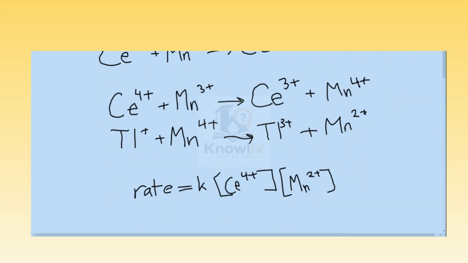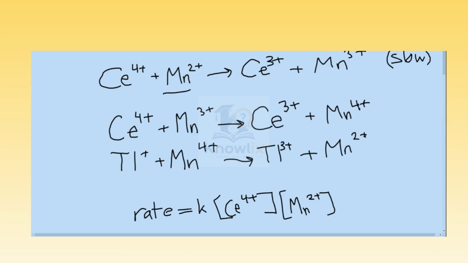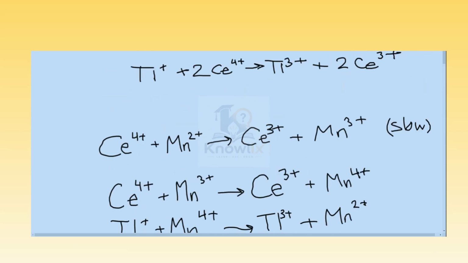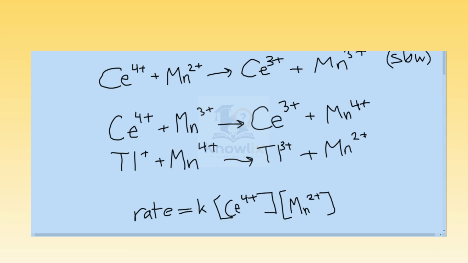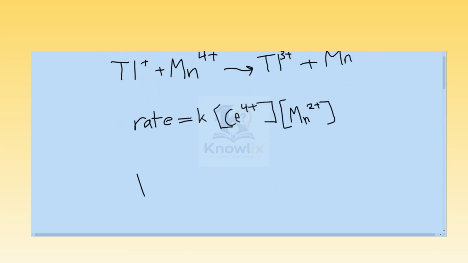So what kind of catalyst would manganese 2 plus be in this scenario? Well, we see that these are all ions, so we would assume that this is an aqueous solution. And manganese 2 plus is also an ion, so that means it would also be in aqueous solution. So they're all in the same phase. They're all aqueous ions. So that means that this would be a homogeneous catalyst.